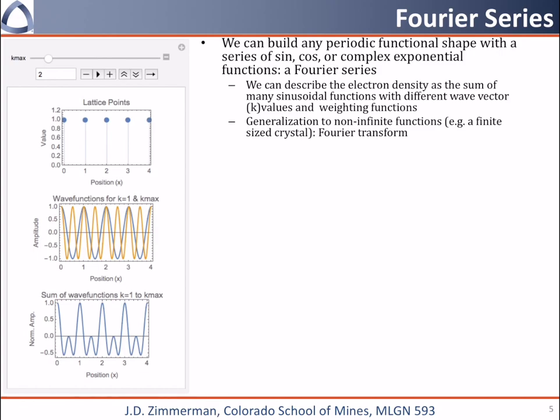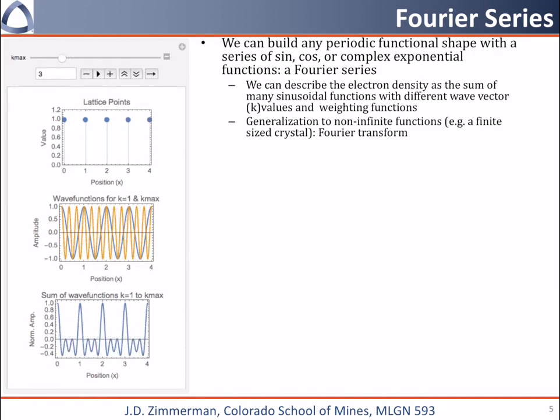And so we can see at the bottom that we're doing a little bit better. Our function gets a little bit sharper around each of the lattice points, but you still have a lot of noise. So we can add another wave in. So here's k equals 1, k equals 2, and k equals 3. And we can see that our function right around the lattice points, which is going to be right in these regions, is getting sharper, but we still have a lot of wiggles in between.